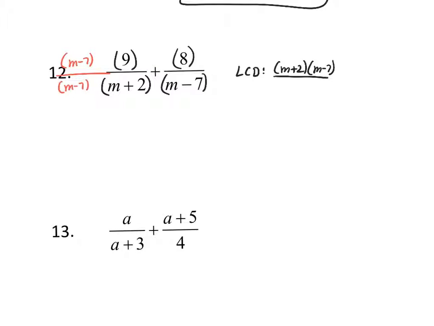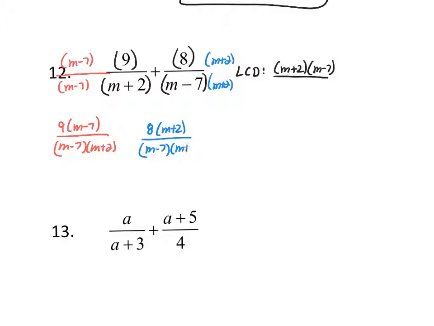So I'm going to rewrite that fraction as 9 times (m minus 7) over (m minus 7) times (m plus 2). I'll do the same thing on the other side. This one's missing the m plus 2, so I'd have to multiply the top and the bottom by m plus 2. So I'm just going to rewrite that as 8 times (m plus 2) over (m minus 7) times (m plus 2). I'm trying to add these together, and we know once they have a common denominator, that common denominator is going to be the same, so we don't need to rewrite it or anything like that. We're going to keep that denominator.